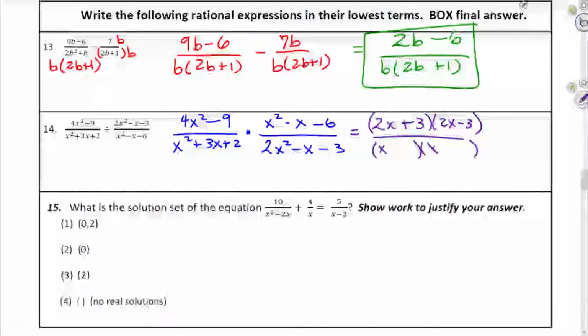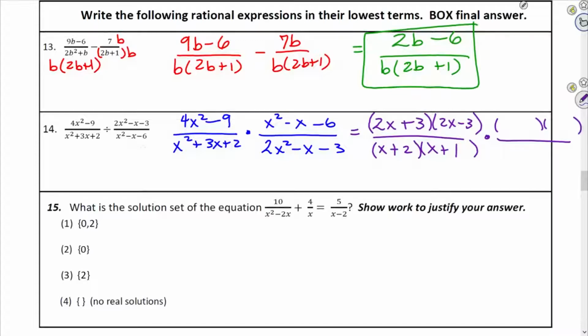Let's see here, x and x, because it's a simple ABC method. Two numbers that multiply to be 2 and add to be 3 is plus 2 plus 1 times, let's see here, x squared minus x minus 6 is, again, the ABC method. x and x, the simple ABC method. Two numbers that multiply to be negative 6 and add to be negative 1 is a minus 3 and a plus 2. Okay, now 2x squared minus x minus 3 is a little more complicated.